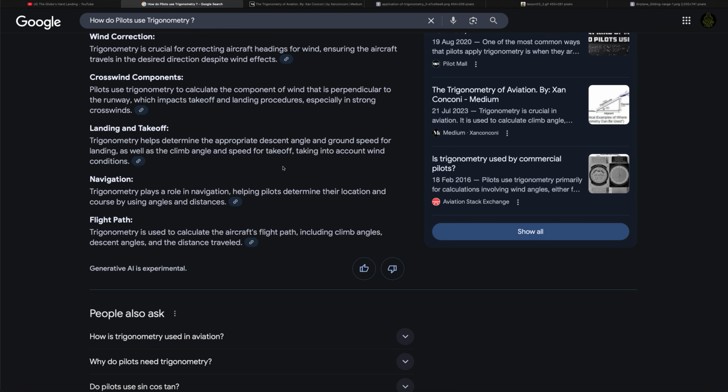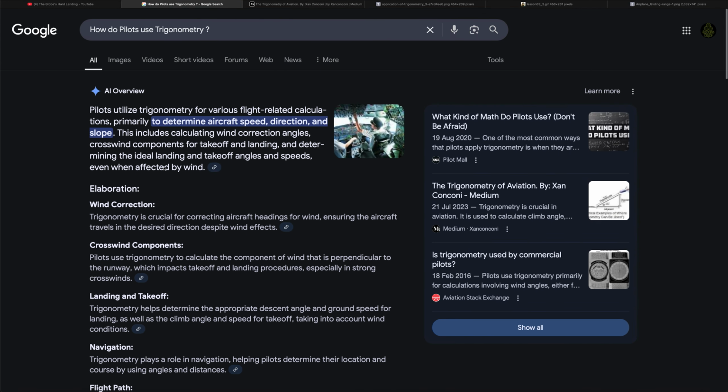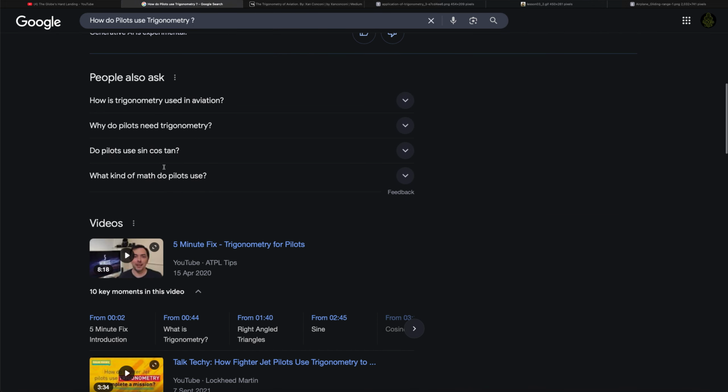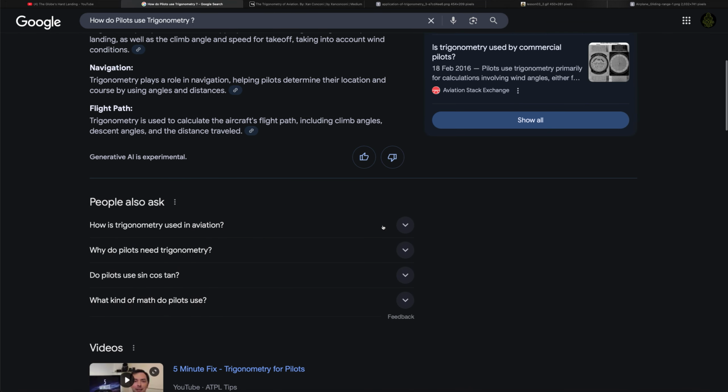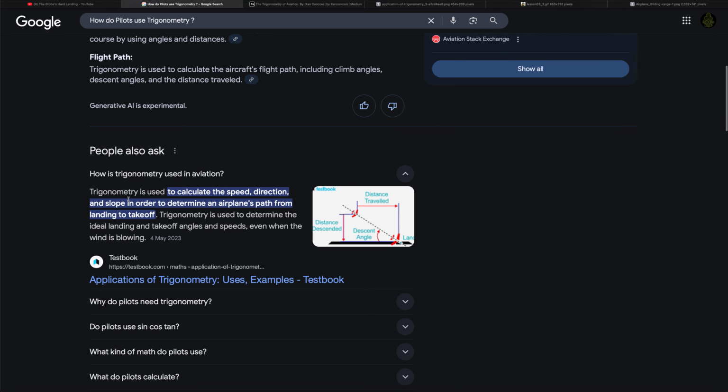Here is, straight away, the AI overview on Google. Straight away, it supported me. And if I come down here, how is trigonometry used in aviation? Trigonometry is used to calculate the speed, direction, and slope in order to determine an airplane's path from landing to takeoff. Trigonometry is used to determine the ideal landing and takeoff angles and speeds.